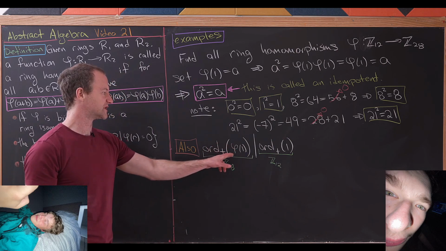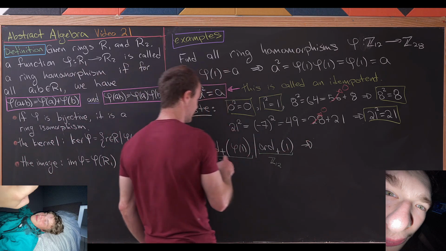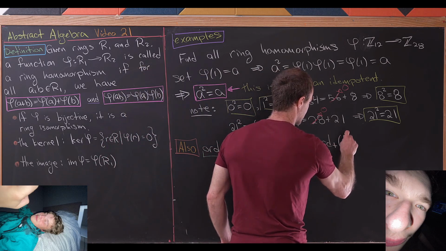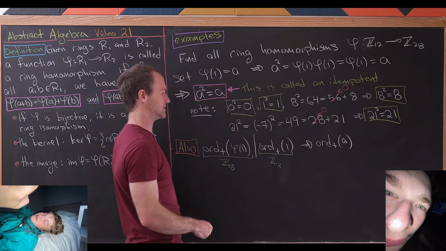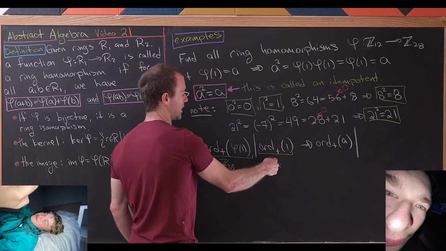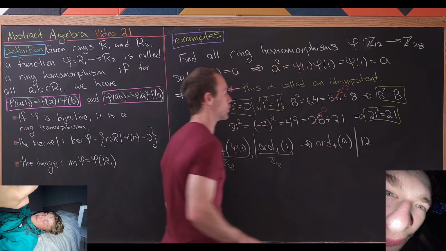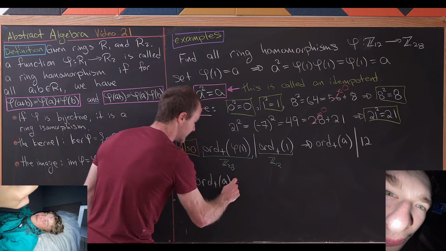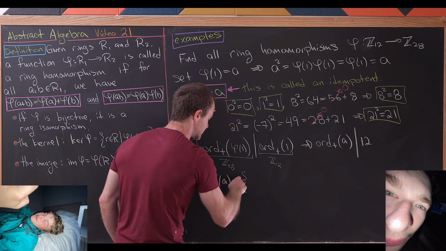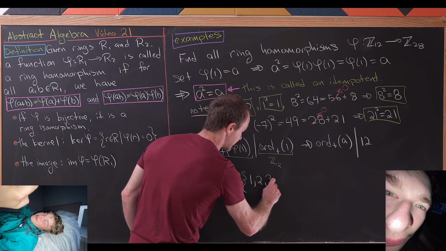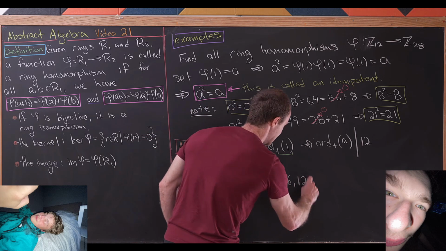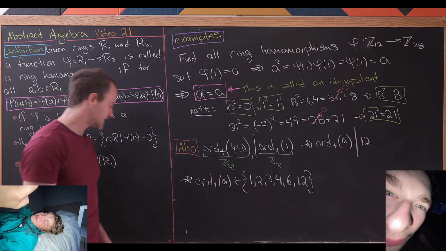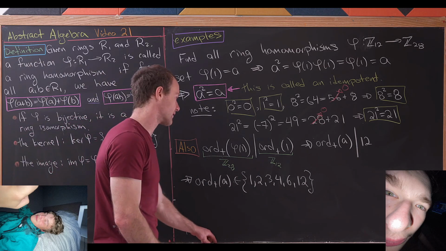Well, let's introduce our notation. The additive order of phi of 1 is the same thing as the additive order of A, since that's what we set phi of 1 equal to. And we know the order of 1 inside of Z12 is simply 12. So that gives us possibilities for this additive order of A: it can be equal to 1, 2, 3, 4, 6, and finally 12, because it has to be a divisor of 12.